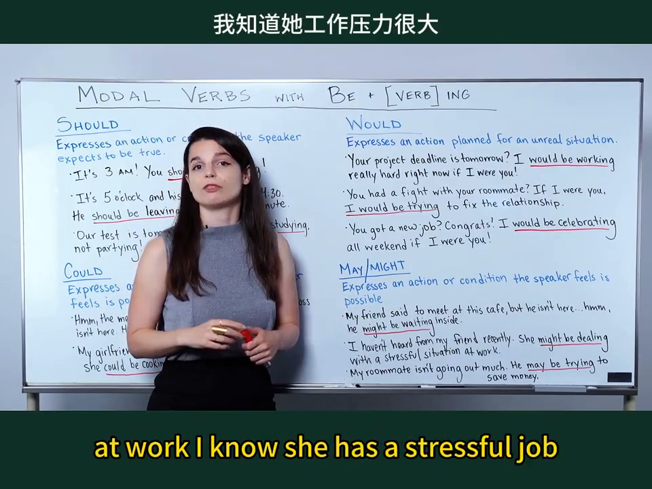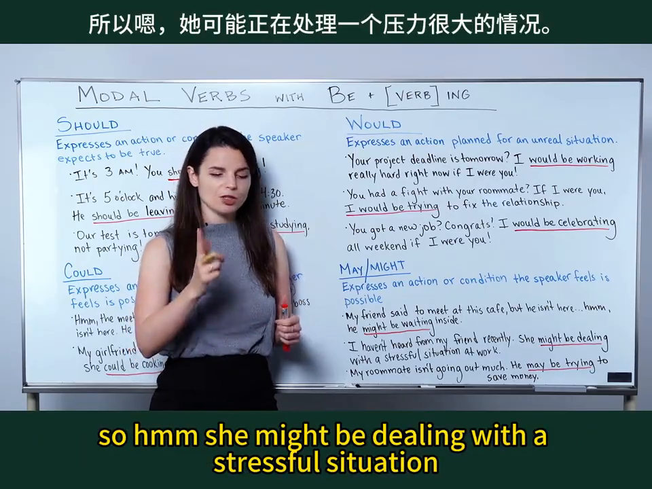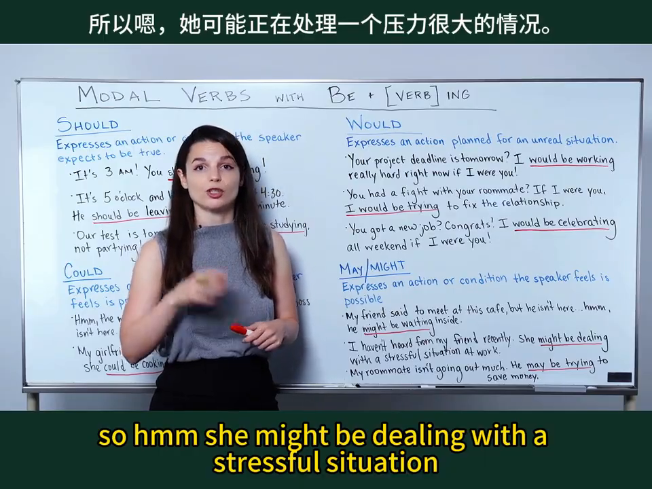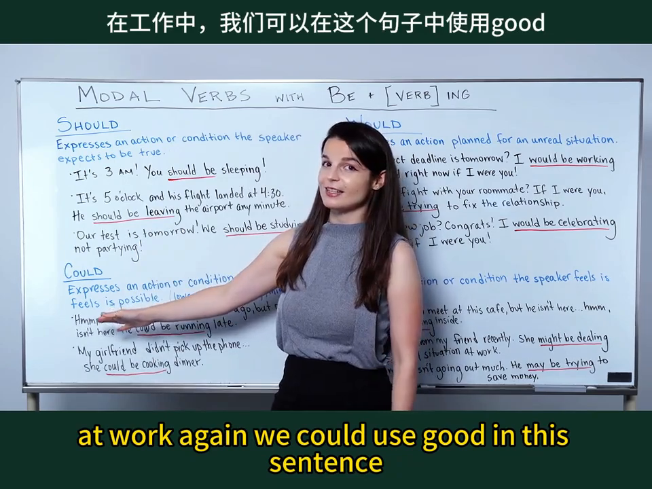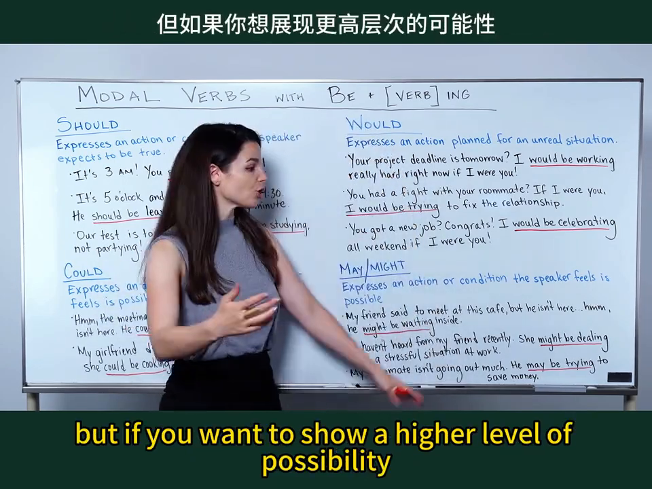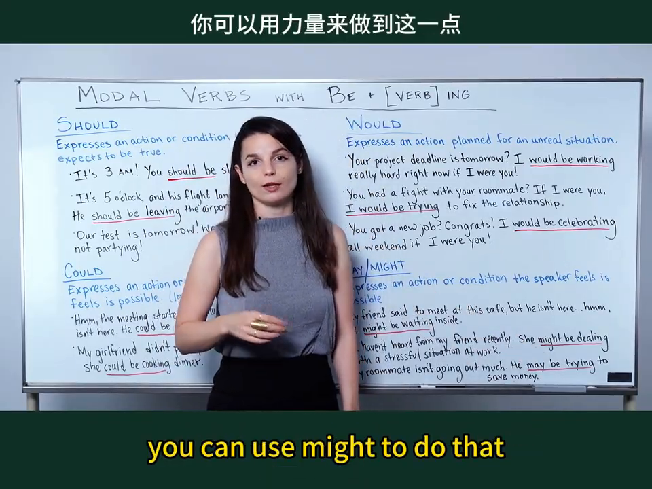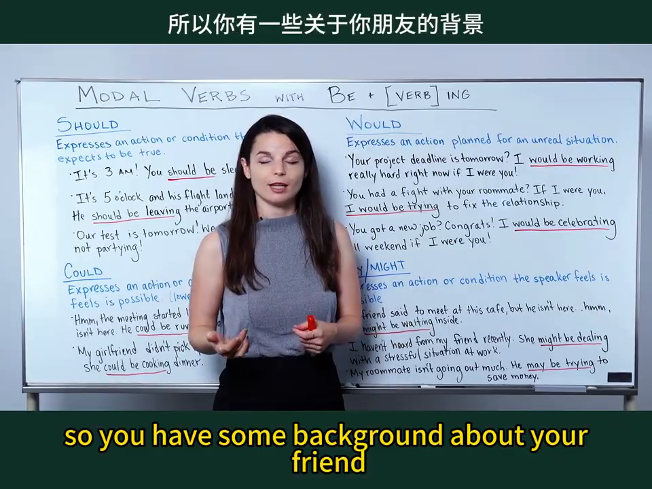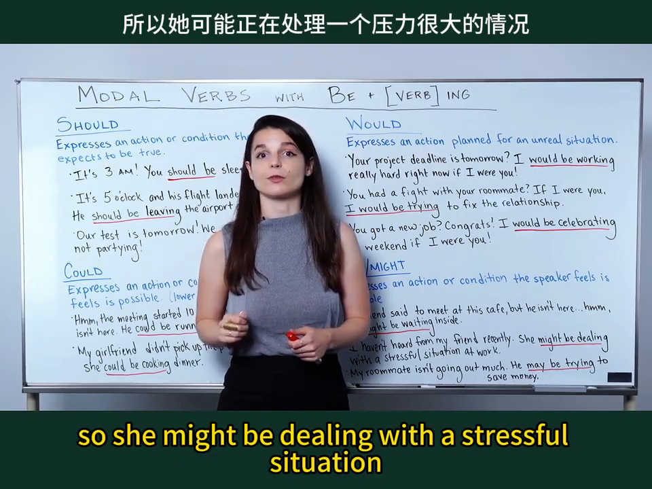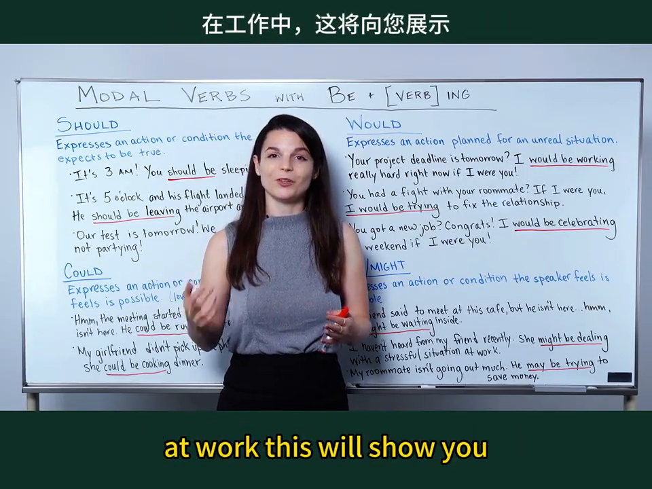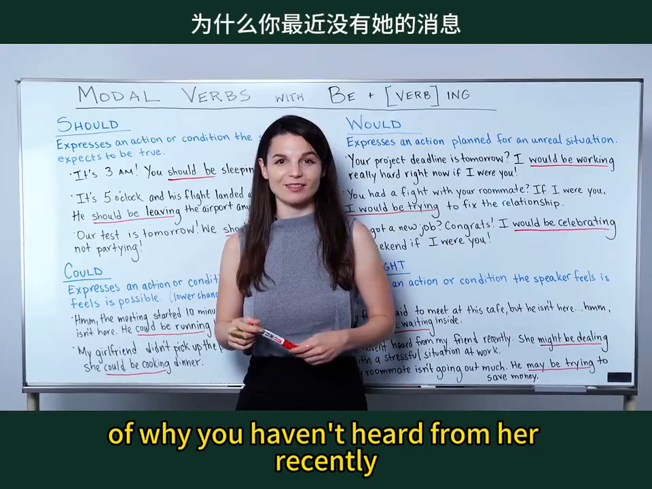I know she has a stressful job, or maybe she's been very busy recently, so she might be dealing with a stressful situation at work. Again, we could use could in this sentence, but if you want to show a higher level of possibility, you can use might to do that. So you have some background about your friend and you decide, it's probably this. So she might be dealing with a stressful situation at work. This will show you feel you have a pretty good idea of why you haven't heard from her recently.